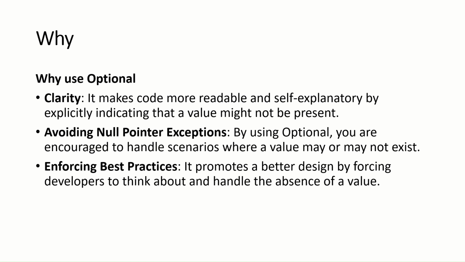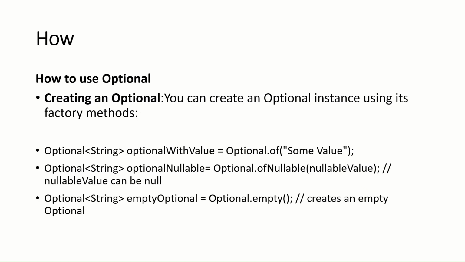The second point is avoiding null pointer exception. By using Optional, you are encouraged to handle scenarios where a value may or may not exist. The third point is enforcing best practices. It promotes a better design by forcing developers to think about and handle the absence of a value. So these are the main reasons why you should use Optional: clarity, avoiding null pointer exception, and enforcing best practices.